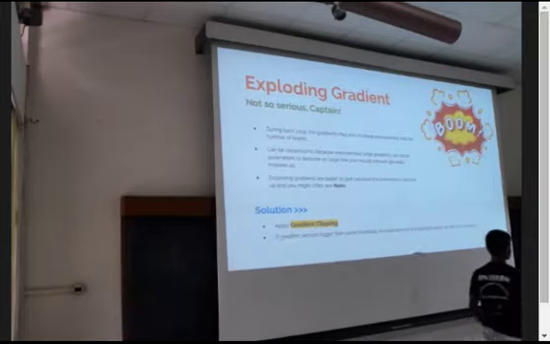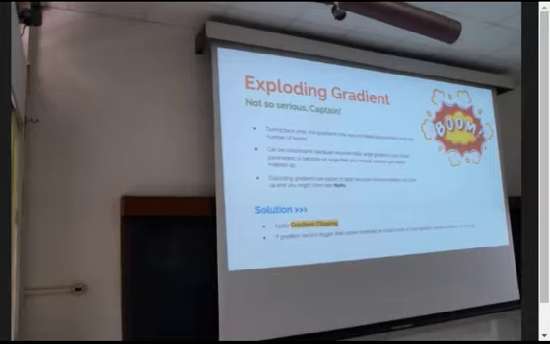Let's say all the values are greater than 1 instead of less than 1. Let's say 2. Then it will be 2 to the power 100, right? So your gradients are blowing up. Because of that, it might happen that your entire neural network's weight vectors get messed up. Because it's a very huge number, most probably you will end up with NaNs, which is not a number.